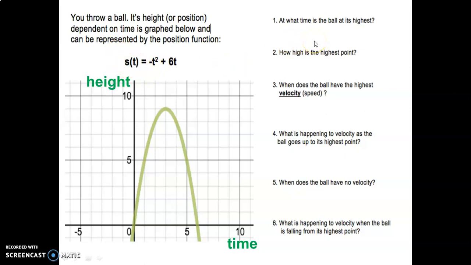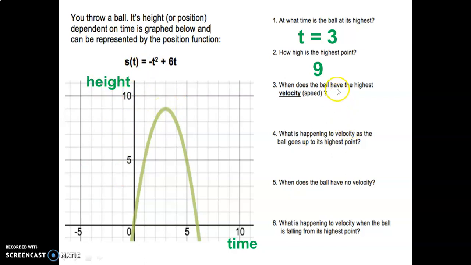So at what time is the ball at its highest? Look at the graph. You can see on the graph here the ball is at its highest at time equals 3. How high is the ball at this point? Okay, 9. Whatever unit this is, we don't know. Maybe it's meters, maybe it's centimeters. Anyway, it's 9 units here.